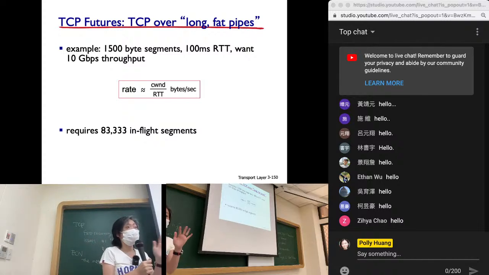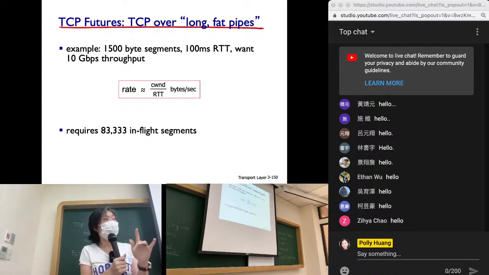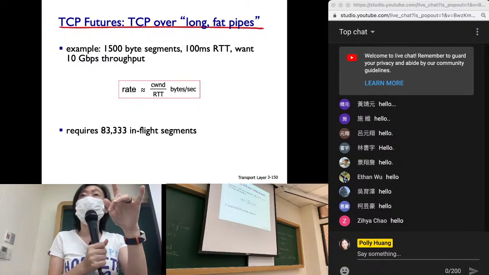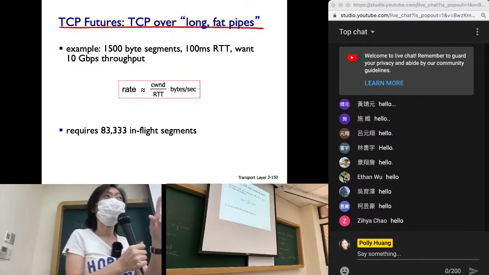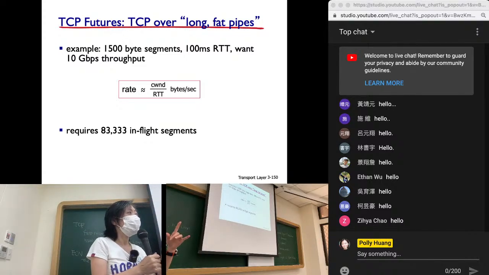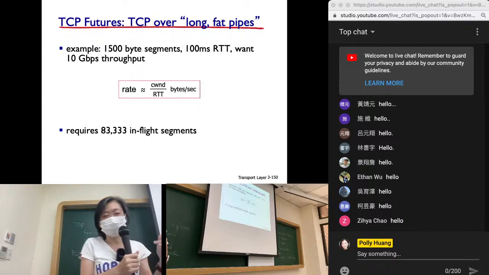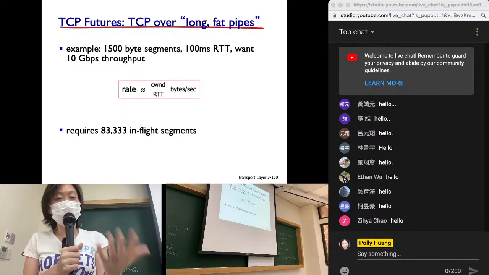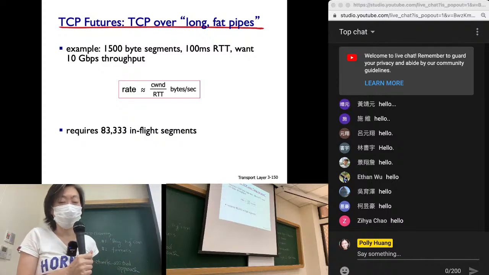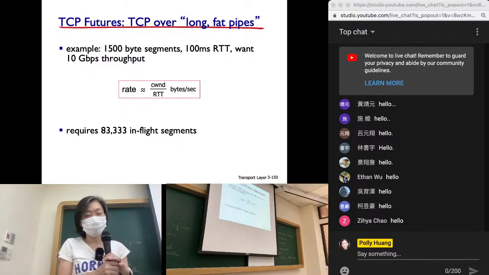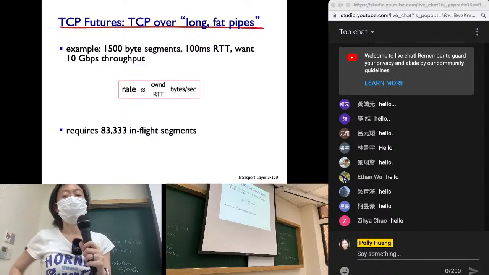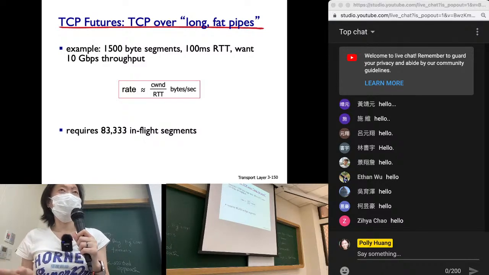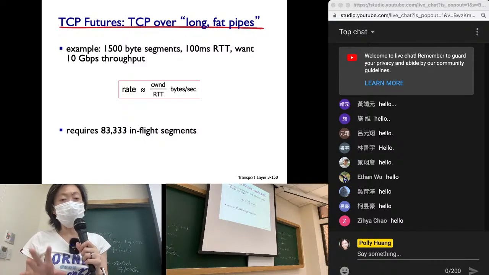The receiver is not better either, right? Receiver now also buffer out of order packets in TCP, isn't it? So potentially you might need to also have that much memory. 83,333 packet large memory space for just one TCP connection. Yeah, so TCP with the transmission rate designed this way is not very good for long, fat pipes.